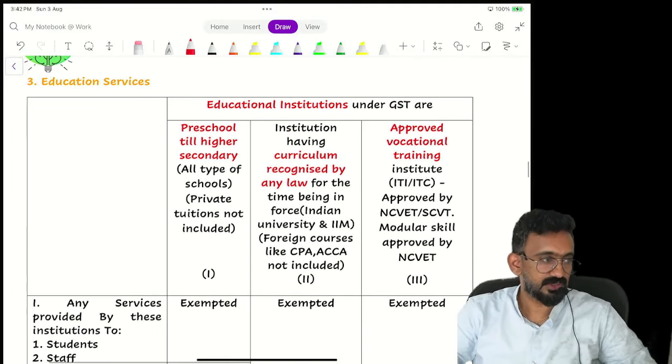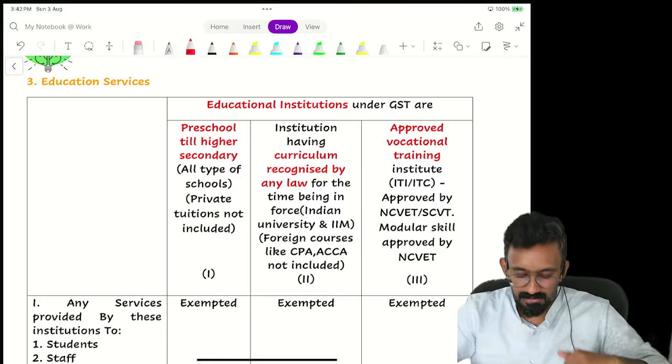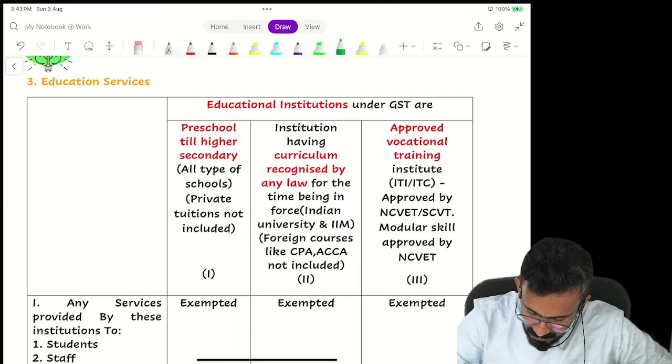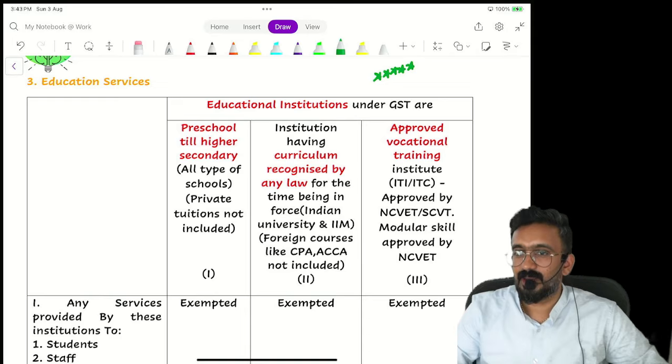That industry is done. Let's move to the next one. Mark this industry as 5-star. Most important one for the exam. Lots and lots of questions. Lots and lots of amendments. Last exam also they asked one from an amendment area.